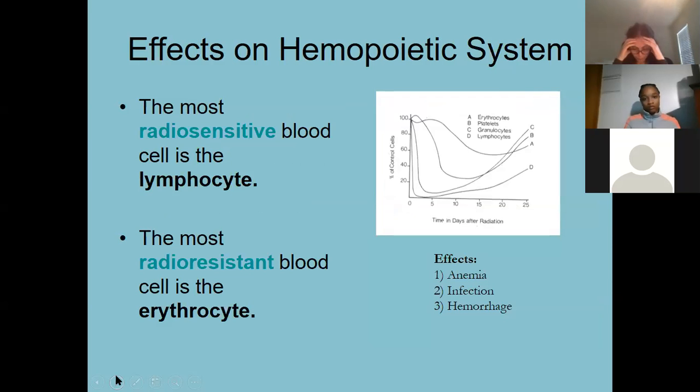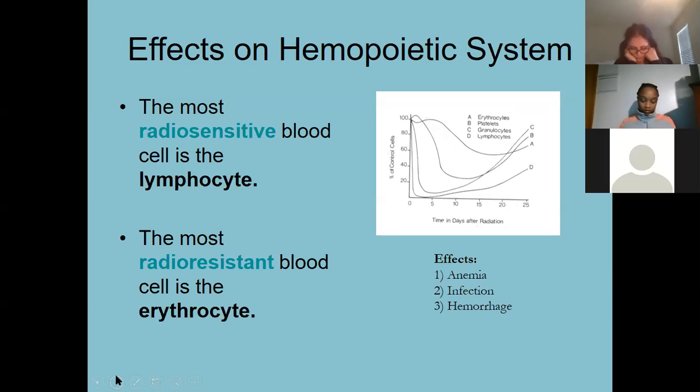Now, the most radiosensitive blood cell is the lymphocyte. The most radioresistant blood cell is the erythrocyte, or the red blood cell. Remember we talked about lifespan? The lifespan of the lymphocyte is about 24 hours. The lifespan of the other white blood cells is about 3 to 5 days. The lifespan of the red blood cells is 120 days.